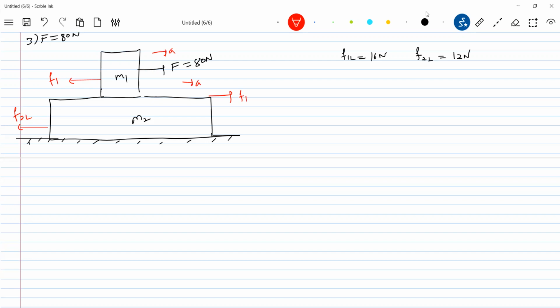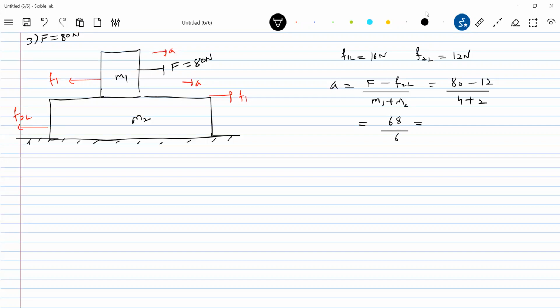Then the acceleration of the system. What is the equation? F minus F2L over M1 plus M2. 80 minus F2L, 12, by 4 plus 2. 80 minus 12, 68, by 6. 11.3 something we will get.